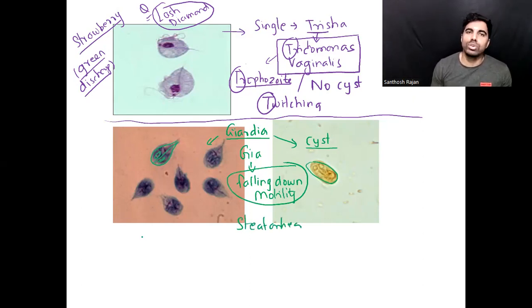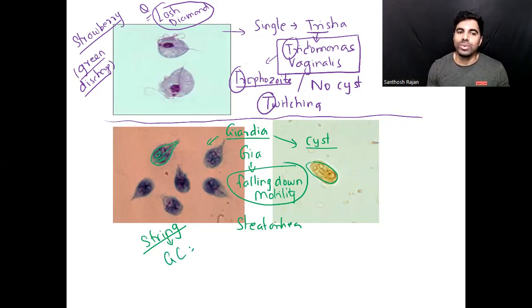And one of the tests which you're doing is the string test. Don't forget, this is important. That's why I'm repeating everything. String test, actually three organisms give the string test. Whenever somebody puts a string and dies, they go into a coma. If you go to the emergency, what will they do? They'll put the Glasgow Coma Score. Whenever somebody puts a string and dies, you put the coma score. So GCS: G for Giardia, C for Cryptosporidium.